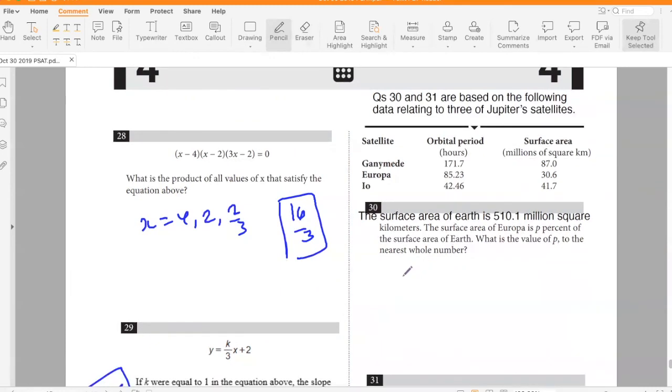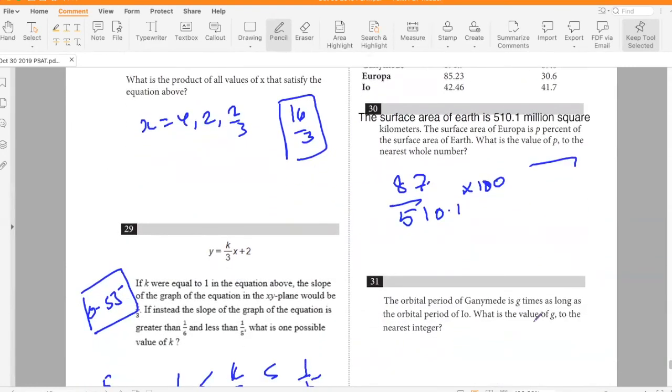Okay. So the surface area of Europa is 30.6 divided by 510.1 times 100. So let's plug that in. So that comes to 5.99, so very close to 6.